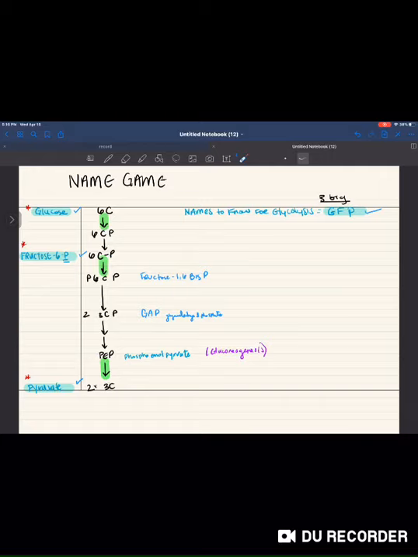So, what about the other names? I'll mention them quickly, and I'll start from the bottom and go up. This PEP molecule right here is phosphoenolpyruvate, and this is going to be seen in gluconeogenesis. Next, we have GAP, that's glyceraldehyde 3-phosphate. And then this other molecule right here is fructose 1,6-bisphosphate, a doubly phosphorylated fructose. Okay, that's it for the name game in terms of the molecule names that we have to know.